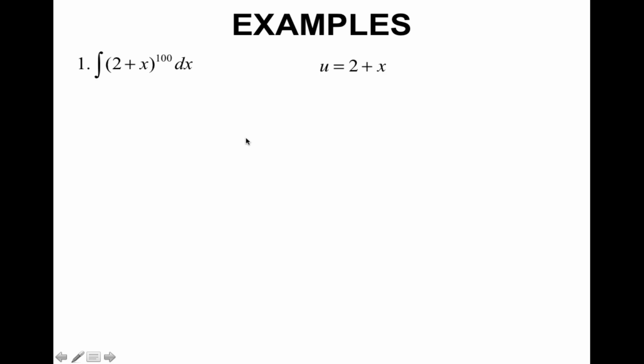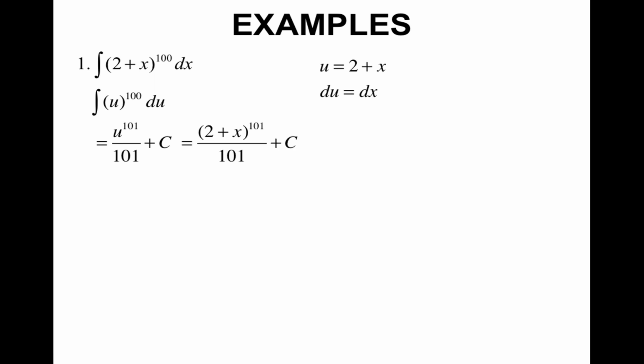For number 1, you should have let u be 2 plus x, because the derivative of 2 plus x is just 1, or we say dx. So I can replace 2 plus x with u, and I'm going to replace dx with du. Now I'm going to integrate u to the 100. I'm just going to add 1 to the exponent and divide by the new exponent. Then I can replace u with 2 plus x. So my final answer is 2 plus x to the 101 power all over 101 plus c.